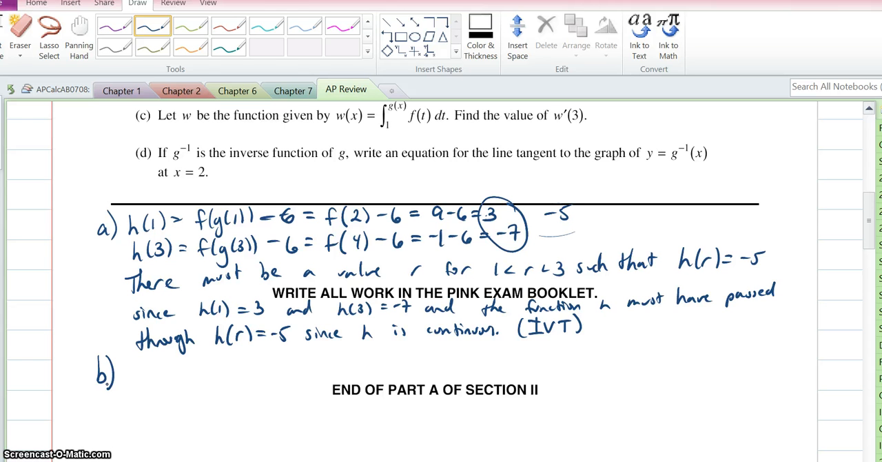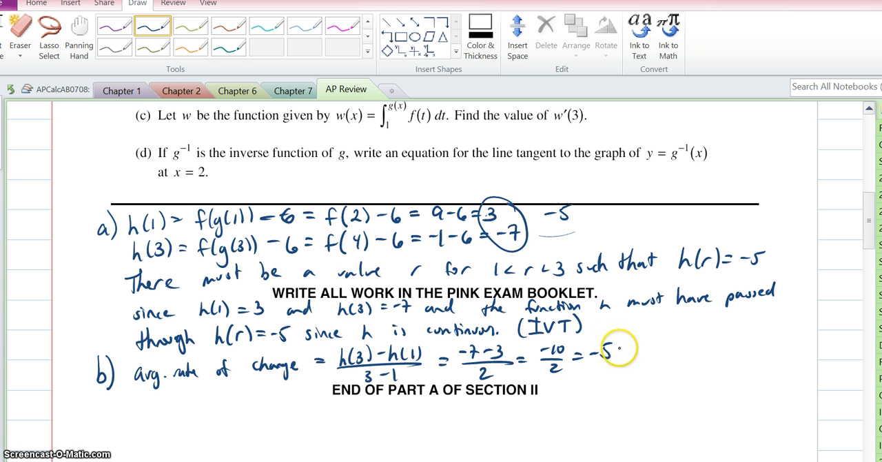Part B says explain why there must be a value c such that the derivative is equal to negative 5 at x equals c. So what we're going to do here is find the slope of the secant line. So we're going to find the average rate of change between the 1 and the 3. So we're just going to take our slope between 3 and 1. So h of 3 minus h of 1 all over 3 minus 1. Well, isn't it nice that we just found those? So negative 7 minus 3 all over 2, you get negative 10 over 2, which is negative 5.